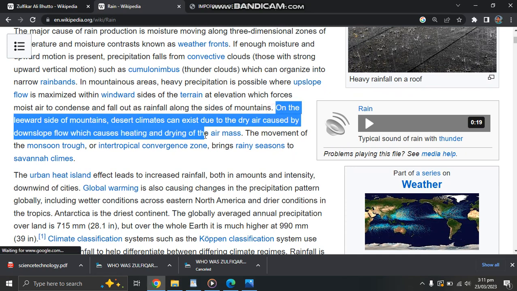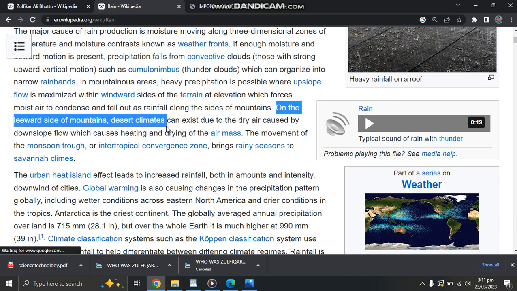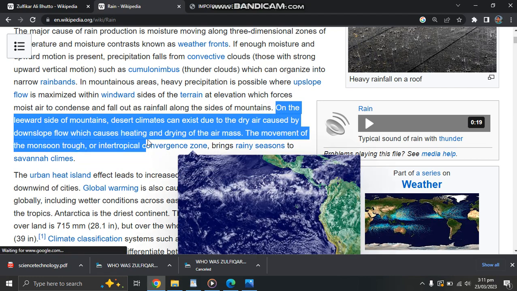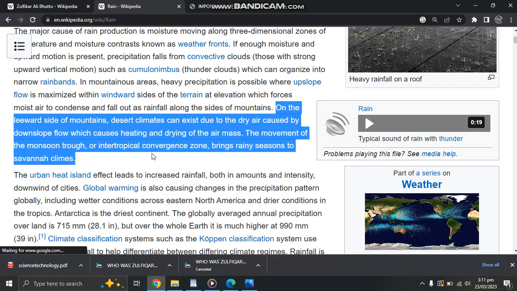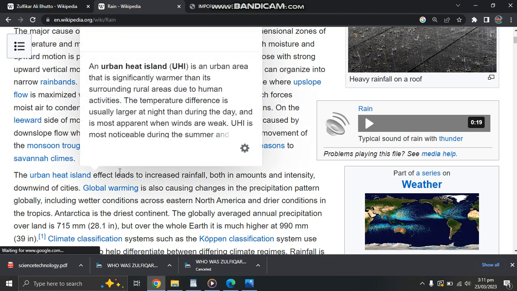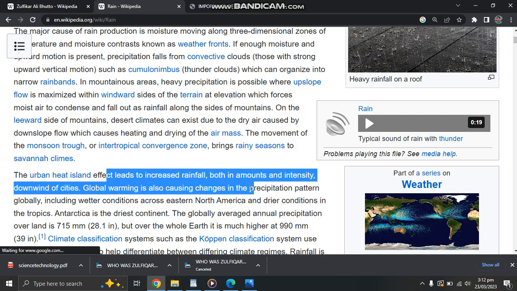On the leeward side of the mountain, desert climates can exist due to the dry air caused by the downslope flow, which causes heating and drying of the air mass. The movement of the monsoon trough, or the intertropical convergence zone, brings the rainy season to these climates. The urban heat island effect leads to increased rainfall, both in amount and intensity, downwind of cities.